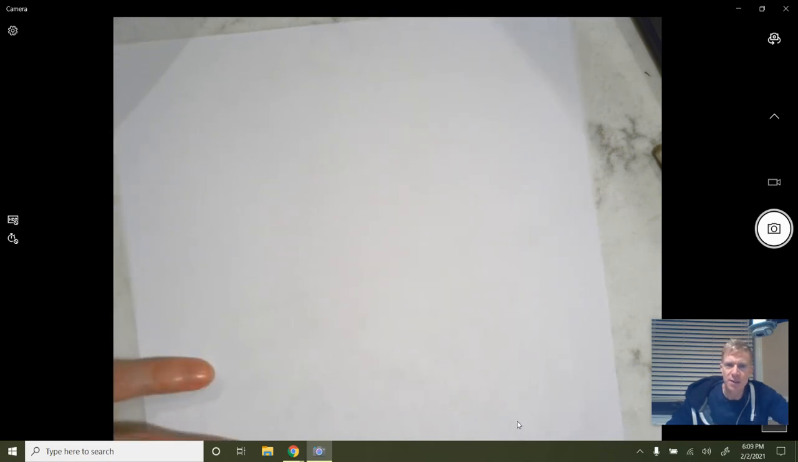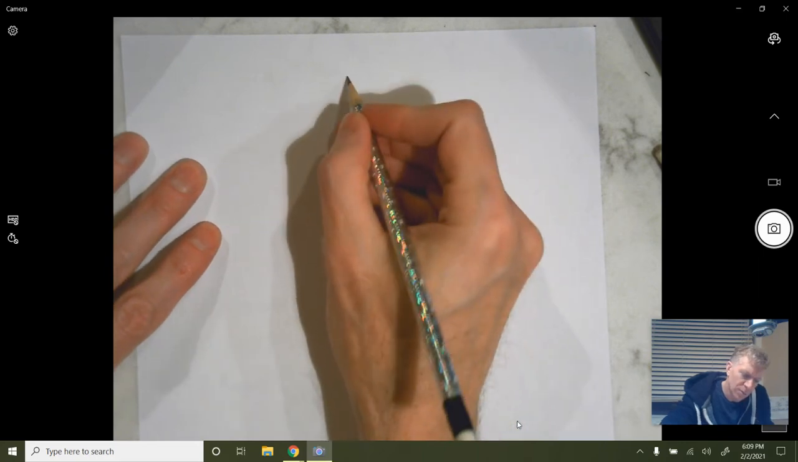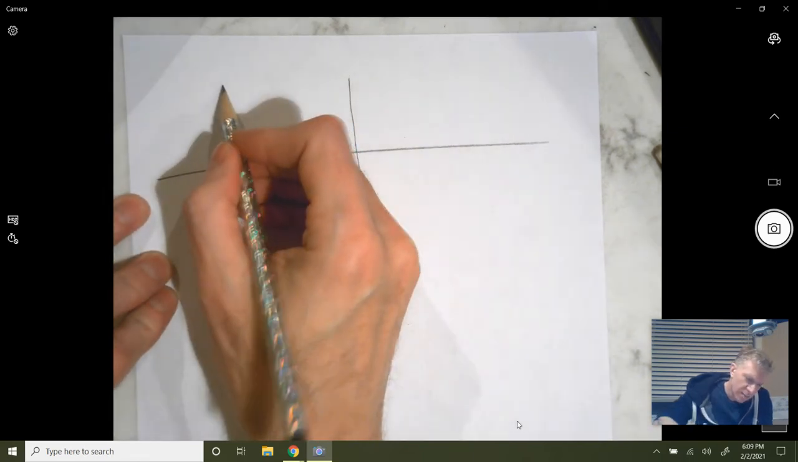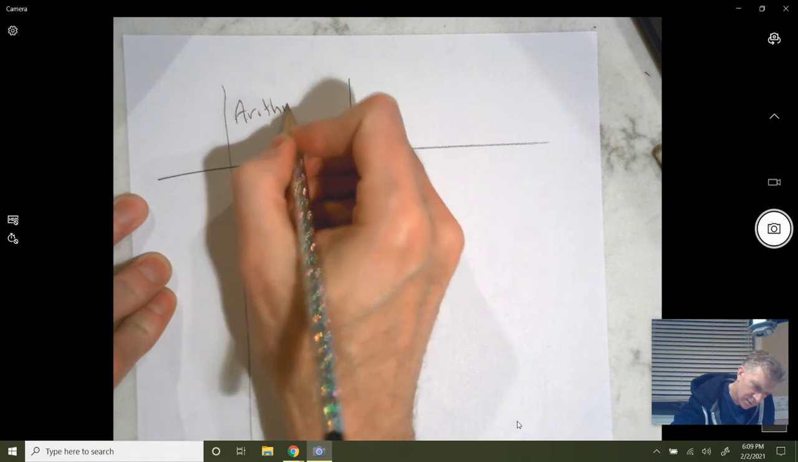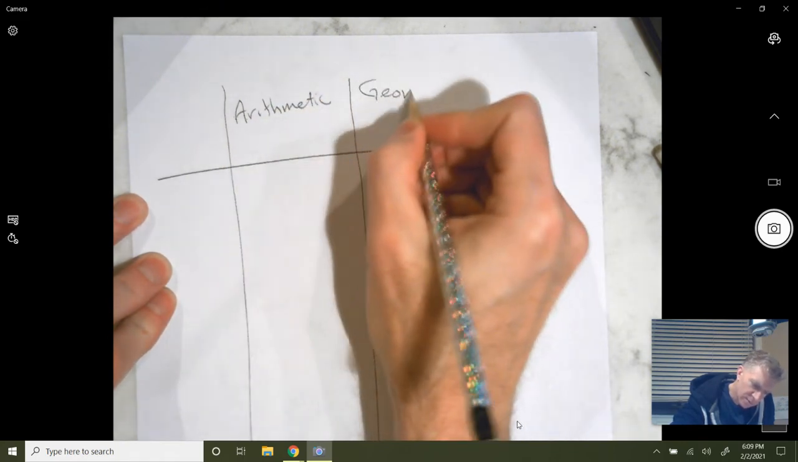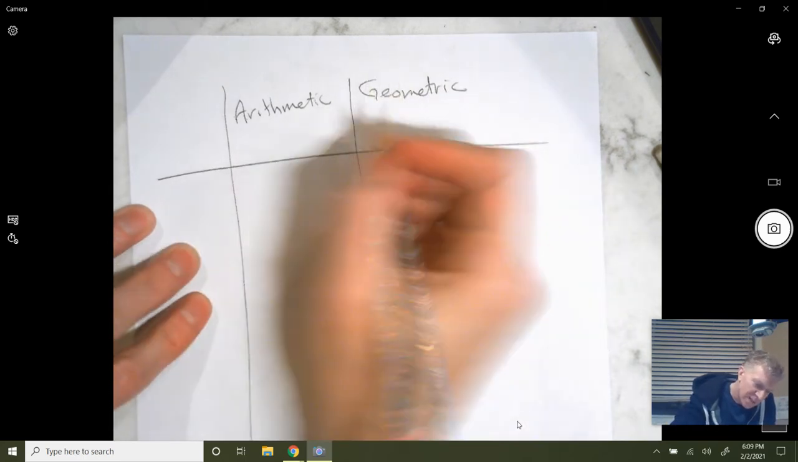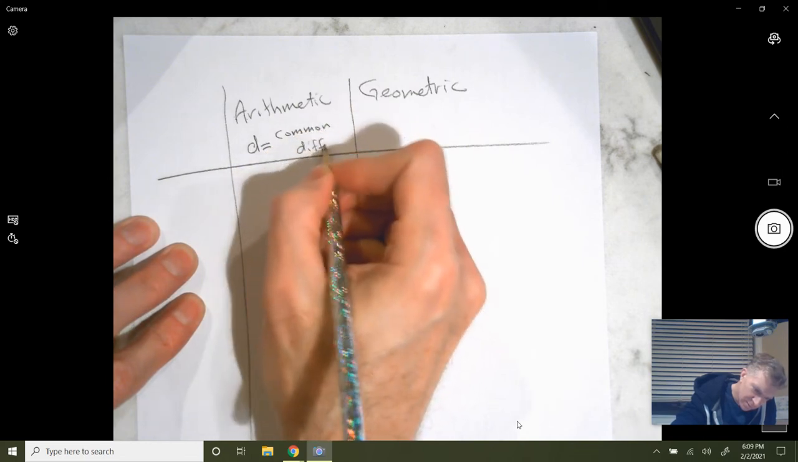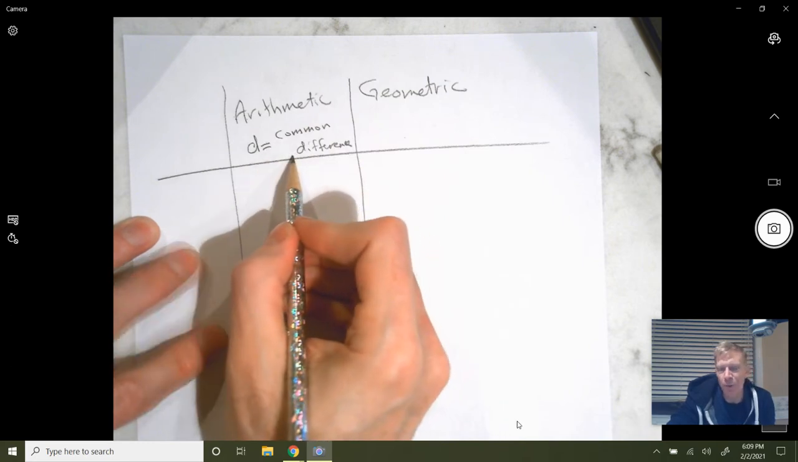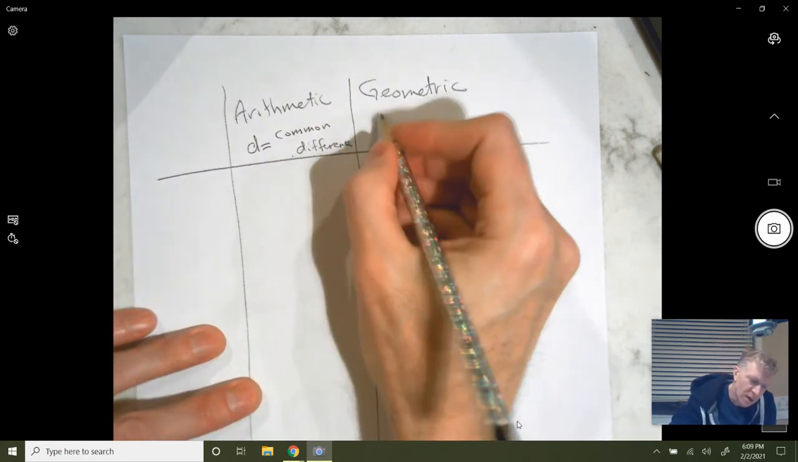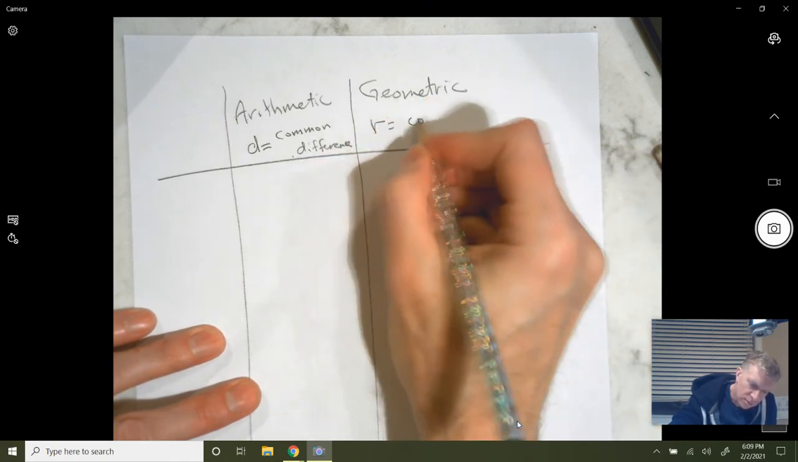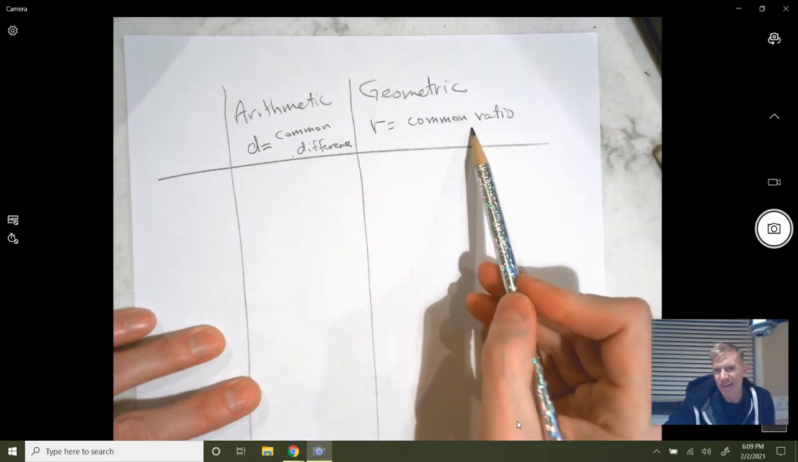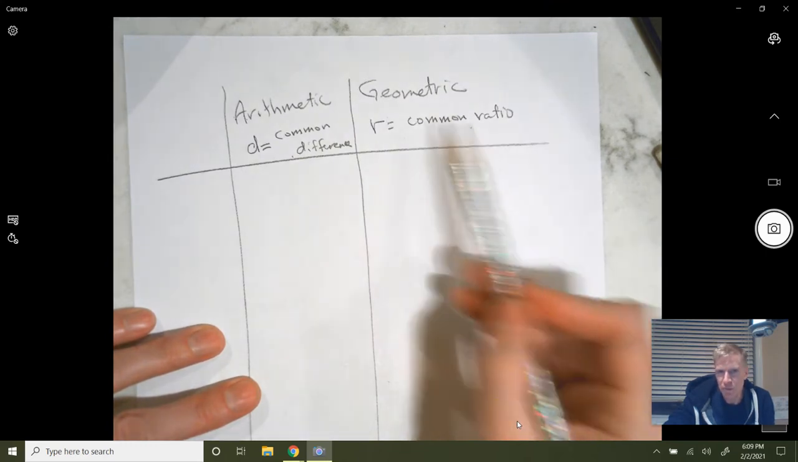Before we really go on to sums, I think it's worthwhile to review what we've done so far. So we've got a couple different types of sequences. We've got arithmetic sequences, and we've got geometric sequences. Arithmetic sequences have a common difference. D is your common difference, which means your terms are going up or going down by the same amount each time. Geometric have a common ratio, we'll call it R. And that means to find the next term, you're multiplying by the same number each time, and that thing you multiply is the common ratio.